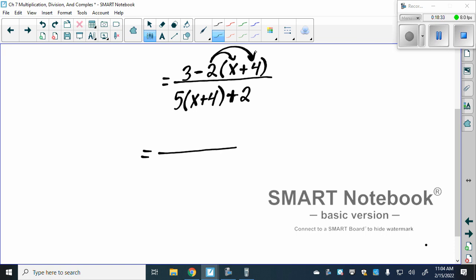So to really get to the point where we could simplify, we need to distribute the negative 2. Well, negative 2 times x is our negative 2x. Negative 2 times positive 4 would be negative 8. Now 5 times x is 5x, and 5 times 4 is plus 20 plus 2.